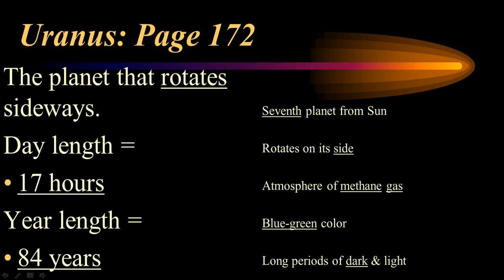It's a 17-hour day and an 84-year year. The 7th planet from the sun, it rotates on its side. The atmosphere is methane gas and a blue-green color. Long periods of dark and light.